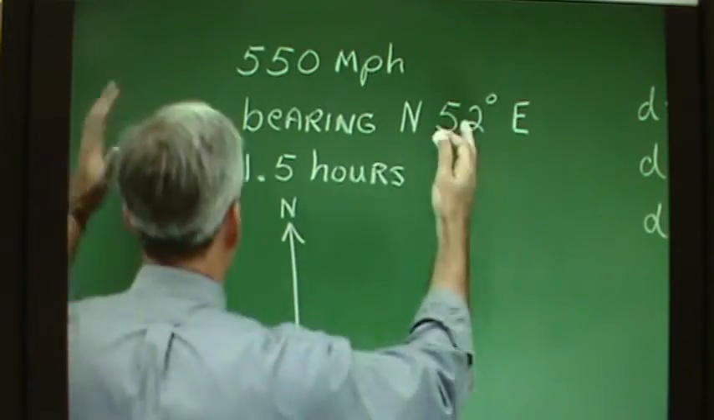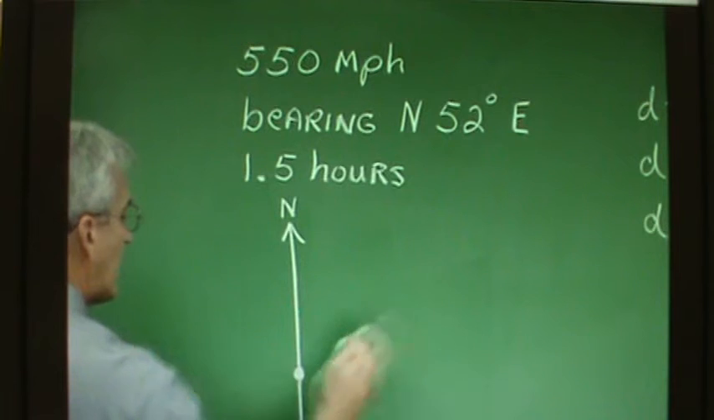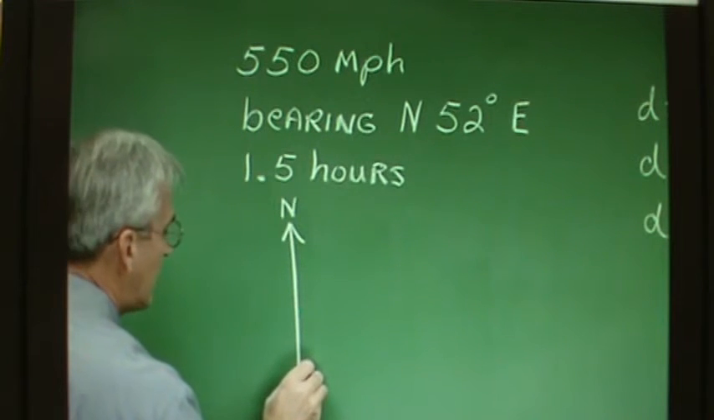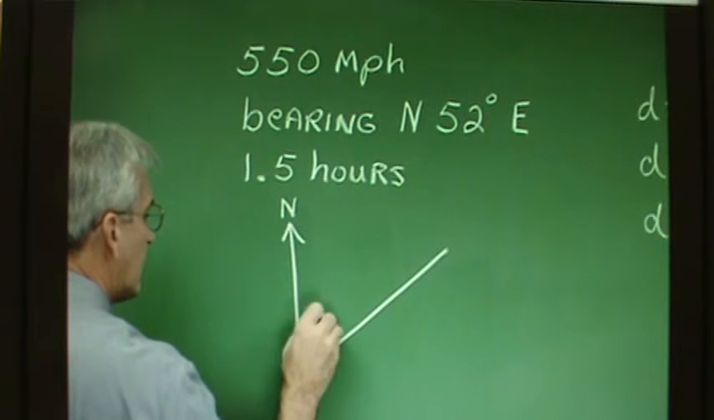Now, let's see, which would be the east? If this is north, that's west, and that's east. Okay, so toward the east, we're talking about a 52 degree angle. Let's say that that's 52 degrees.